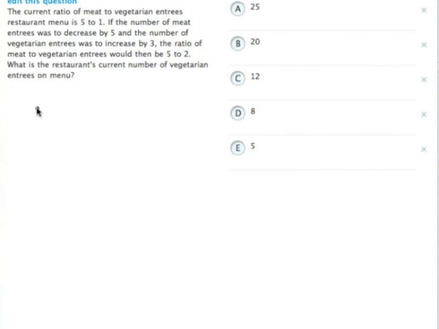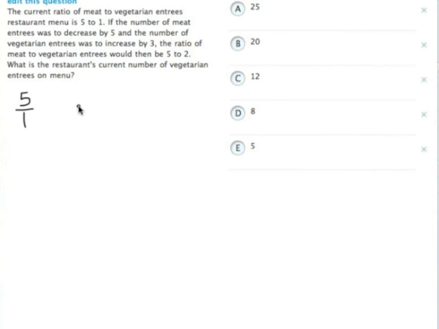So the important thing with ratios is making sure that you do them correctly, and that you can't just simply add things to fractions and have the fractions stay the same. You need the proportions to stay the same. Or when you're given a new proportion, make sure that you modify it appropriately. So in this case, the original ratio is 5 to 1.